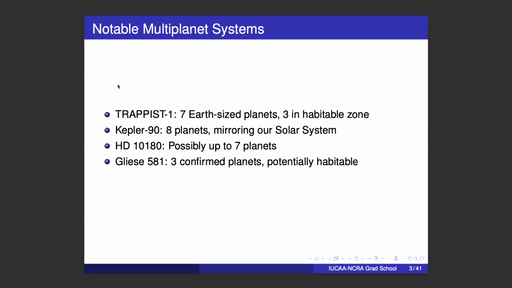Then there is HD 10180. HD is a designation that you will frequently see with stars. That's just a number in some catalog. I've forgotten what HD stands for exactly, but you will see HD and some long number after that, which refers just to the designation of a star. Gliese 581, 3 confirmed planets, potentially habitable. And of course, this list will continue to grow. This is just what we have at the moment.